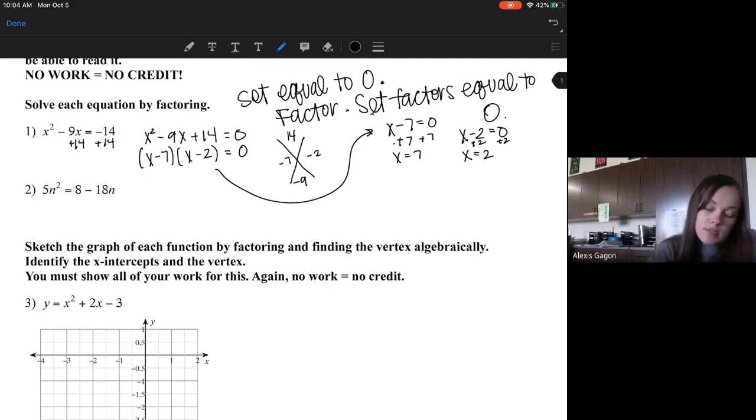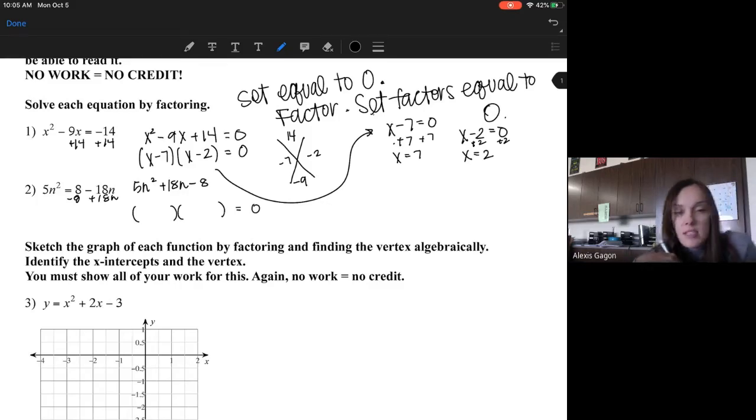This one, same thing, set it equal to 0. So I'm going to subtract the 8 and add the 18n, so I would get 5n squared plus 18n minus 8. And then we just have to factor it. So you'll factor this, get your two factors, whatever they are, and then set them equal to 0. Is there any questions on that one? Do you want me to actually work that one out? Are we good with that? All right, I'm going to assume we're good.